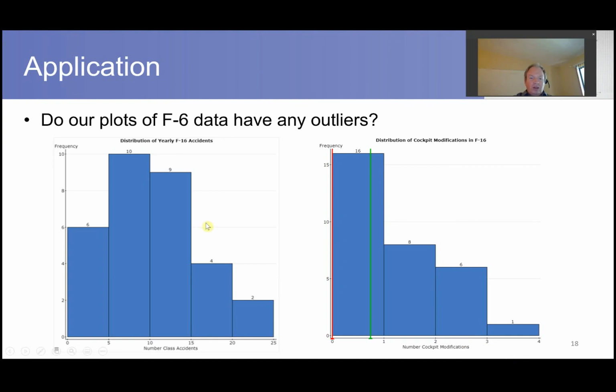So I want you to look at the plot here on the left. These are the number of accidents in the F16 data set. On this left plot, do you see any outliers?